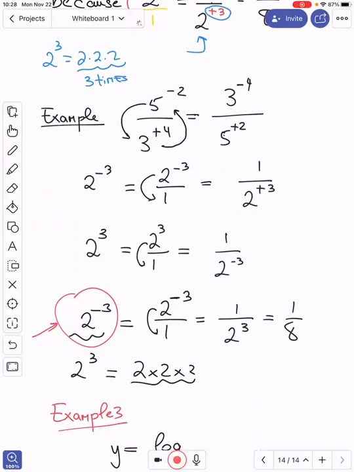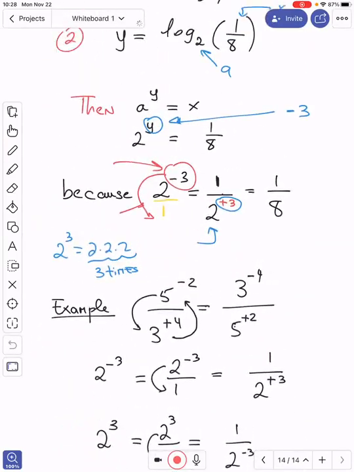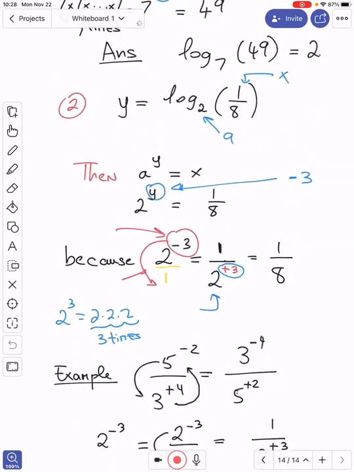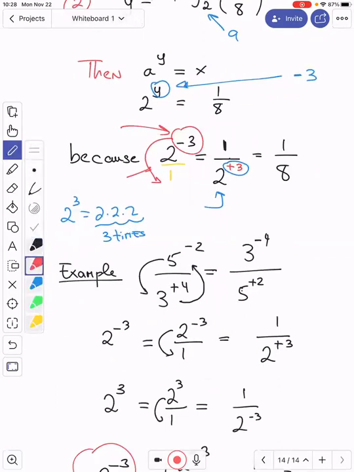You wrote, what's it called? Example like 5 raised to the power negative 2 over 3 plus 4. What does that have to do with the 2 over 3? No, I'm just trying to explain. You're talking about this example, right? No, that's a different example. It has nothing to do with the next one.